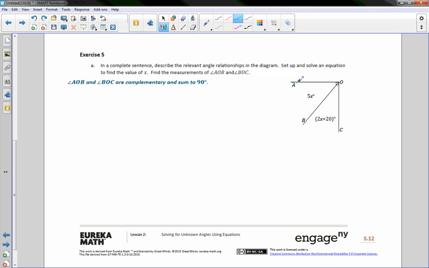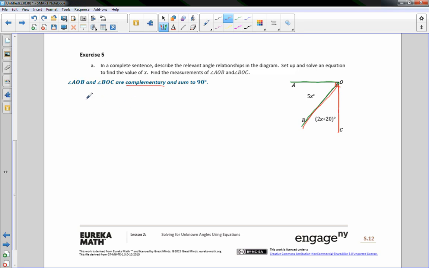So what they're saying is angle AOB and angle BOC are adjacent angles that add up to 90 degrees, and therefore we say they are complementary, and their sum is 90. Set up and solve an equation to find the value for x.